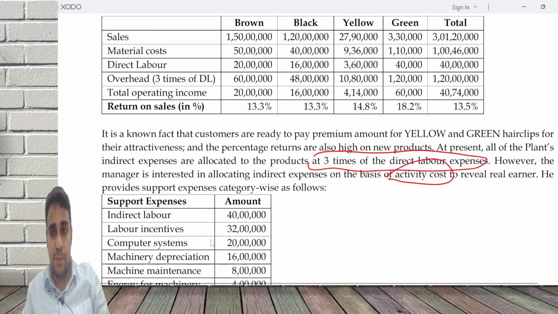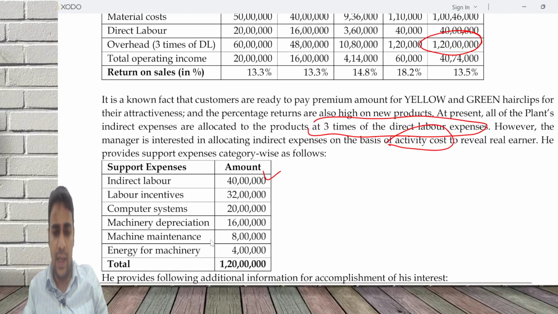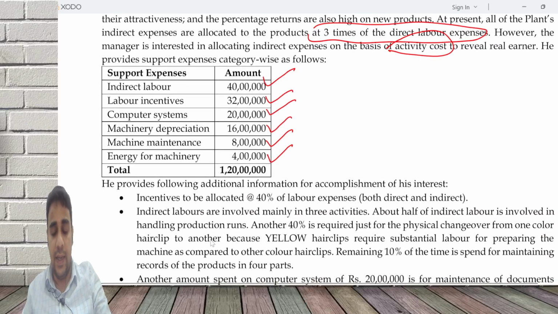The support expenses overall is 1 crore 20 lakh. They are 40 lakh of indirect labor, 32 lakh of incentives, 20 lakh of computer systems, 16 lakh of depreciation, 8 lakh of maintenance, 4 lakh of energy. He provides additional data. Incentive should be allocated at 40% of labor expenses. Indirect labor is involved in mainly three activities. Half is involved in production run, another half is for physical changeover from one color hair clip to another.